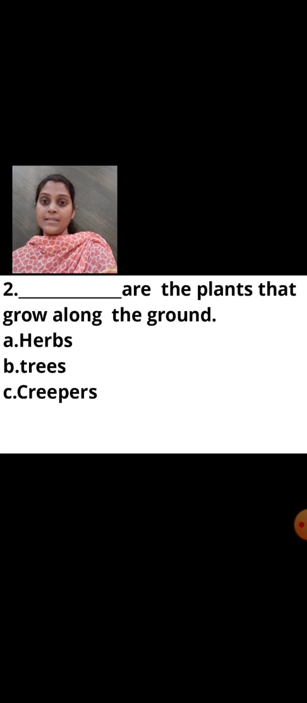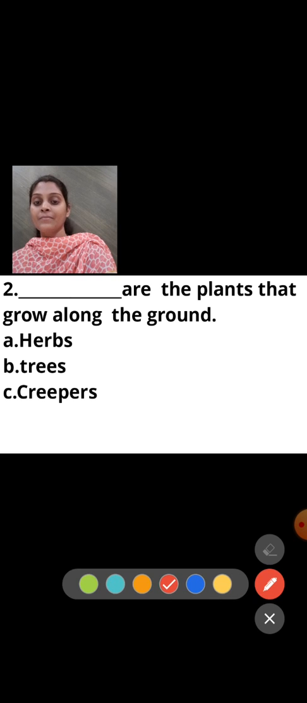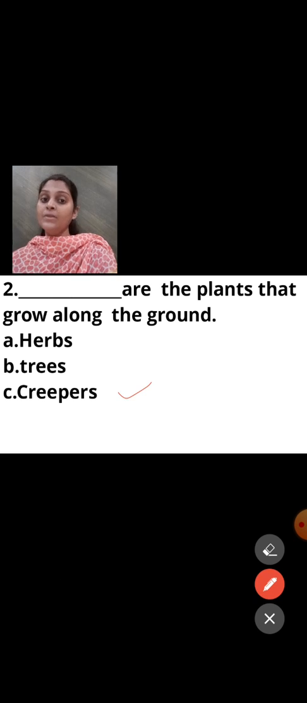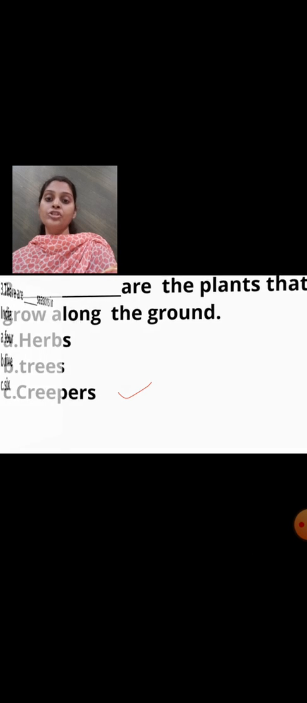Dash are the plants that grow along the ground. Now which plants grow along the ground? Herbs, trees or creepers? Yes, think for the answer. Which plants grow along the ground? Yes, correct. That is creepers. Creepers are the plants that grow along the ground. They need support to stand up. So creepers are the plants that grow along the ground. Okay. Now the next question.